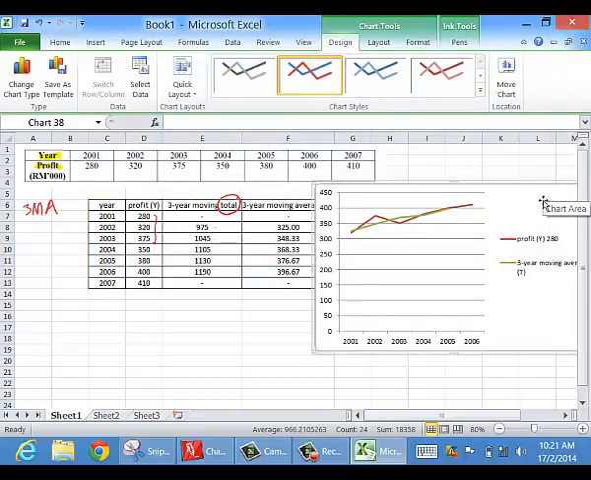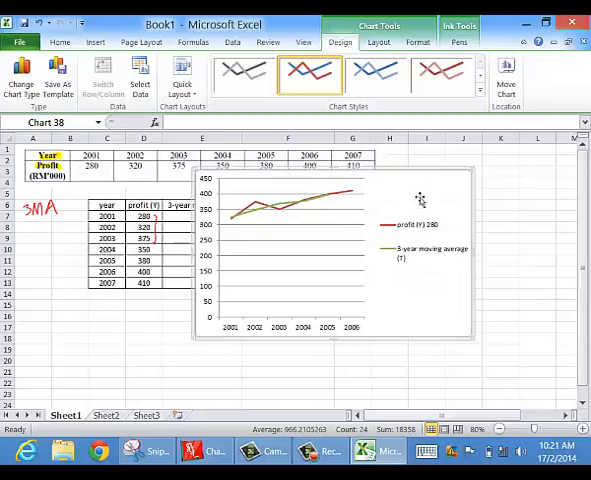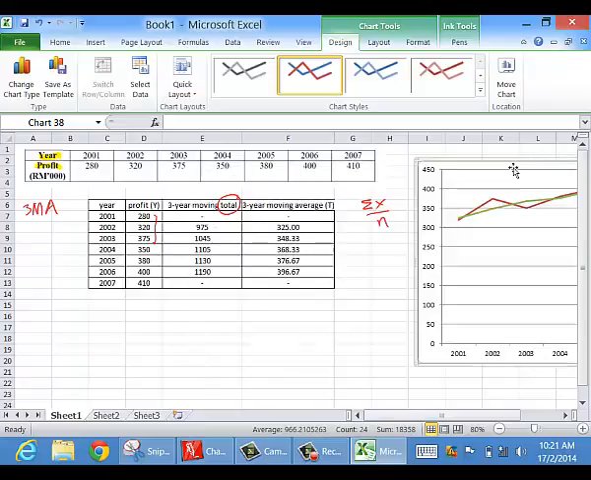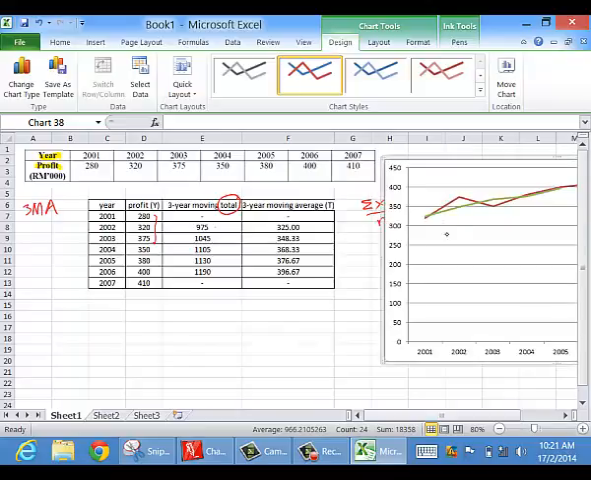Boleh ke? So this is your graph. You plot into your graph. The red one is your actual data, and the green one is your trend. So the trend should not be linear. It should be non-linear. So you tak dapat linear, right? You tak dapat satu straight line. You akan dapat non-linear. So this is how you plot the graph using moving average method.